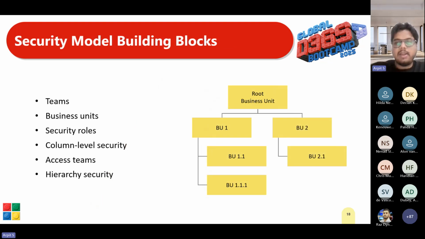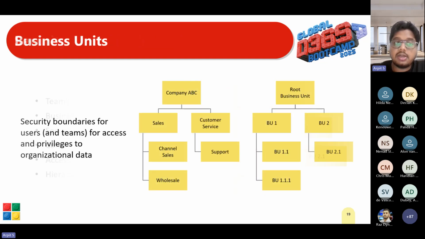Now, these are the different building blocks of security. What are the different types of building blocks you have? You have teams, business unit, security role, column level security, access teams, and hierarchy security. I'm going to discuss each of them in detail. First of all, the business unit. A business unit is basically the security boundary for users for access and privileges to organization data. So it is a kind of distribution by department.